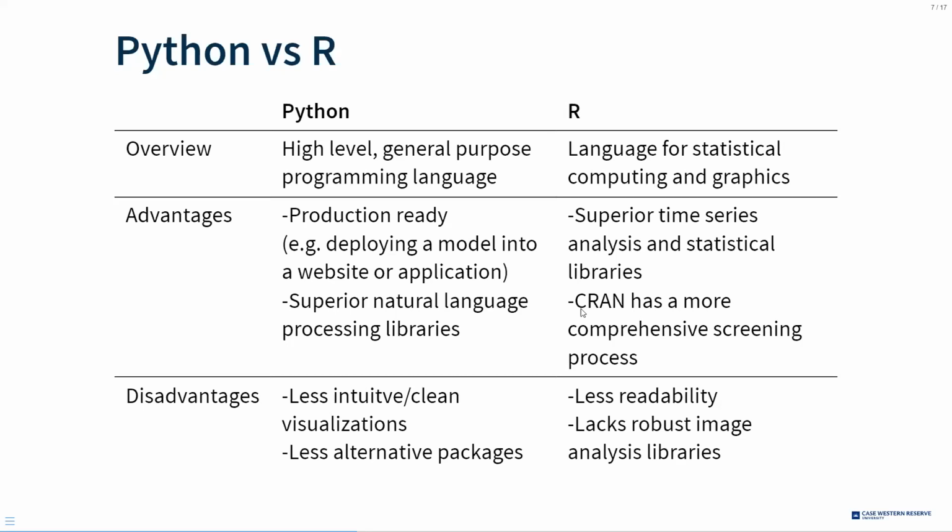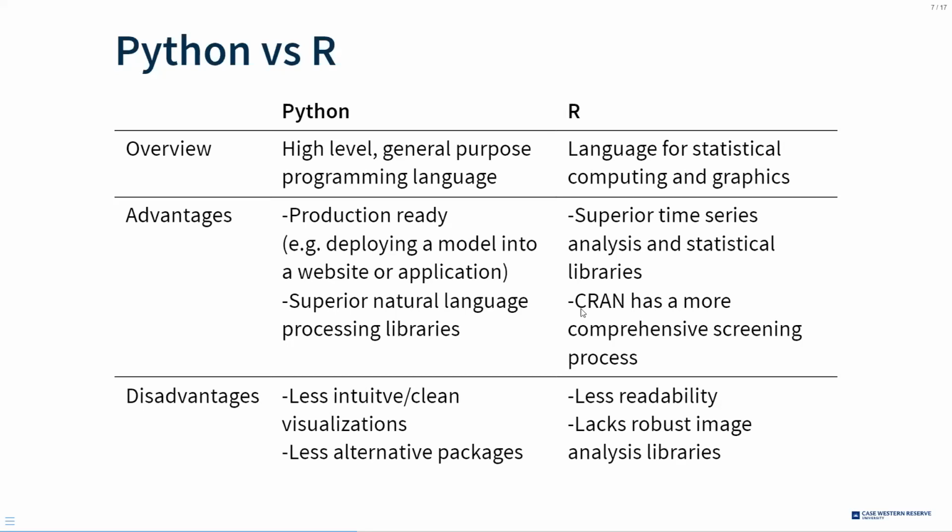So some of the advantages of Python is it's production ready. So with Python, typically you're able to deploy the code that you write into web applications or maybe mobile applications much easier than with R. As well as I think it has advantages in the breadth of libraries due to the large community. So it has better libraries that support things like natural language processing, as well as computer vision.